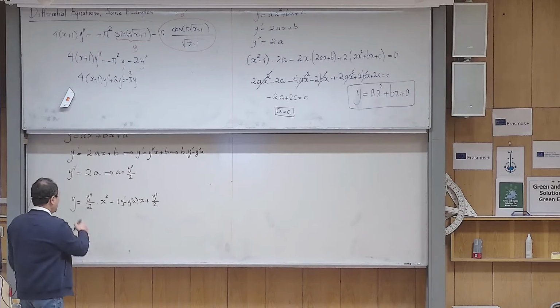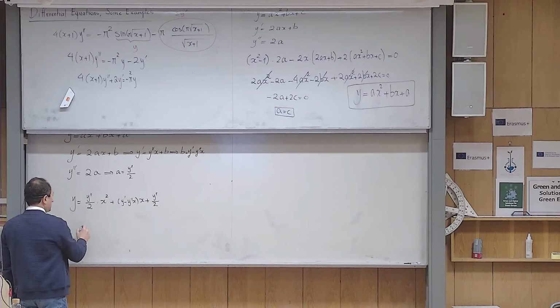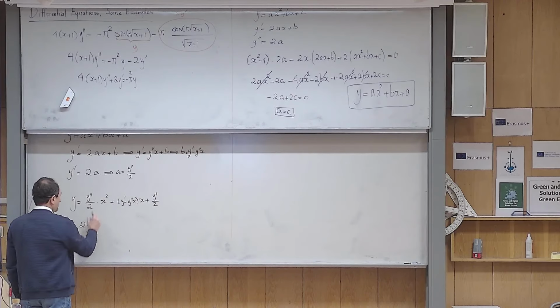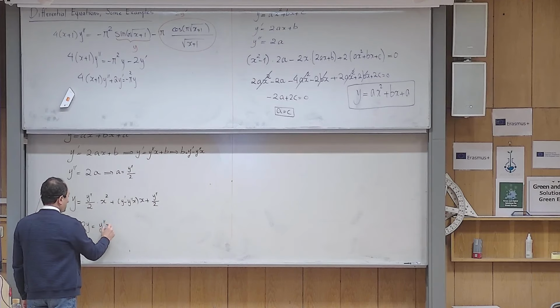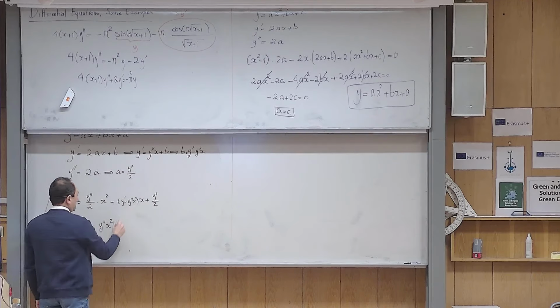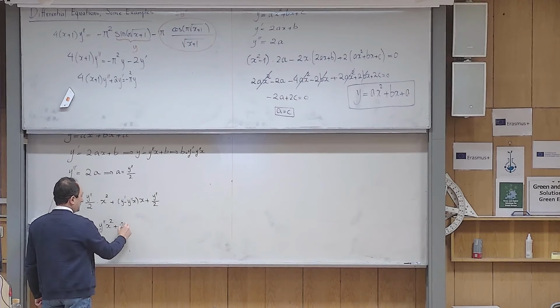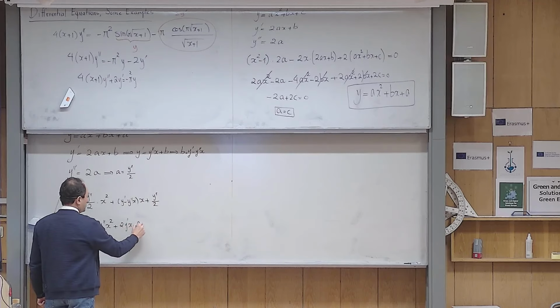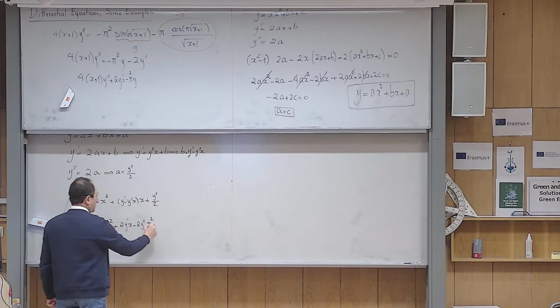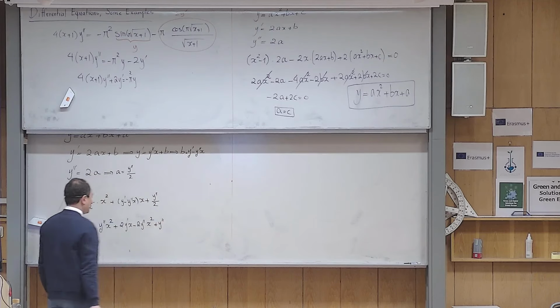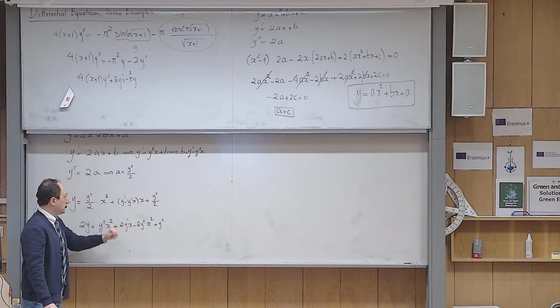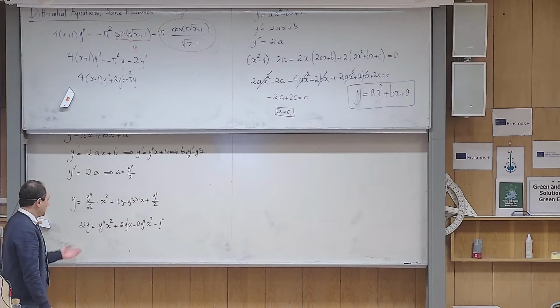So I multiply everything by 2 to get rid of the fraction 2 here. This becomes 2y. This becomes y double prime x squared. I multiply this in. Remember, I have a factor of 2 involved. So it becomes 2y prime x minus 2y double prime x times x, which is x squared. And then I will have plus y double prime. So I multiply it by 2. And let me rearrange that. So what can I do?